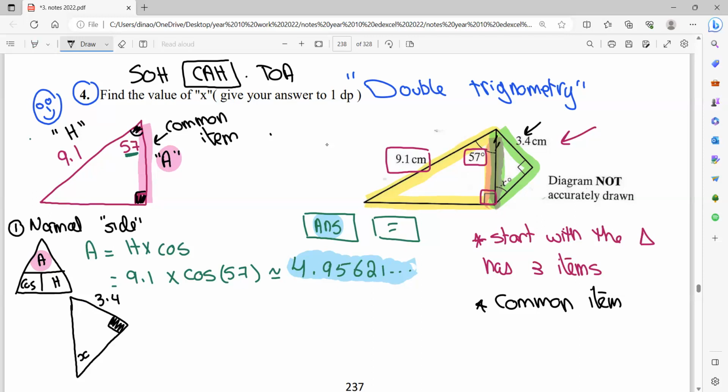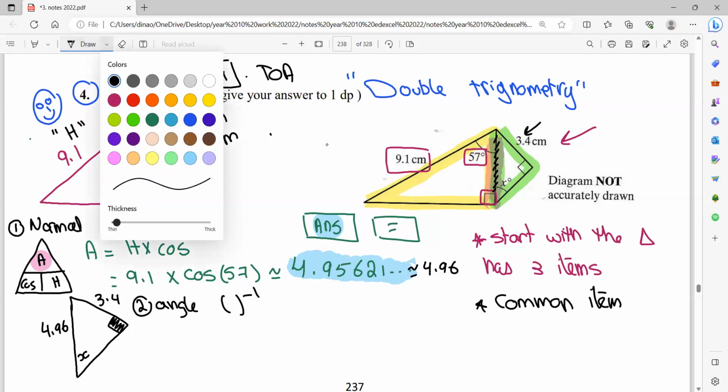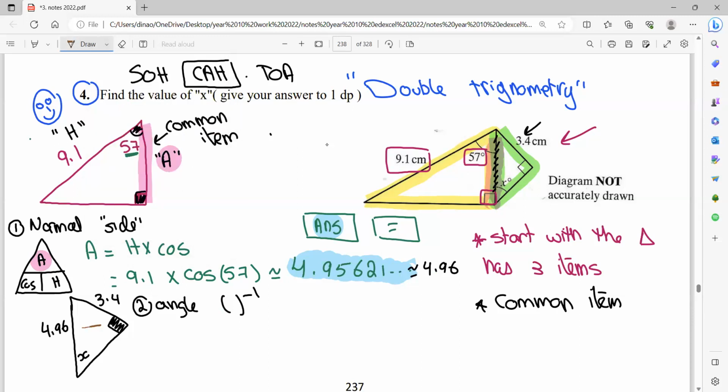And then remember that we just calculated this side over here, which is 4.96 if I decide to round it. Now let's work back on this triangle over here. In this triangle, I am going to calculate an angle. So since I'm going to calculate an angle, I will use the inverse form. So when we use the inverse form, let's remember together that we labeled the given sides. Now, the 4.96 is a hypotenuse.